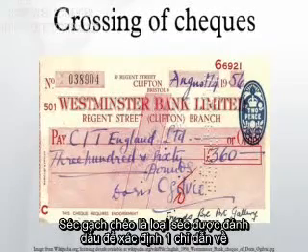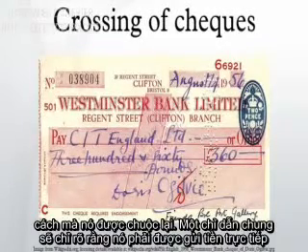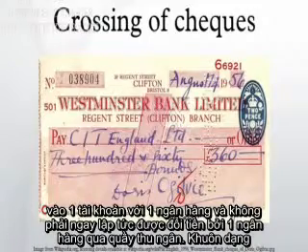A cross check is a check that has been marked to specify an instruction about the way it is to be redeemed. A common instruction is to specify that it must be deposited directly into an account with a bank and not immediately cashed by a bank over the counter.